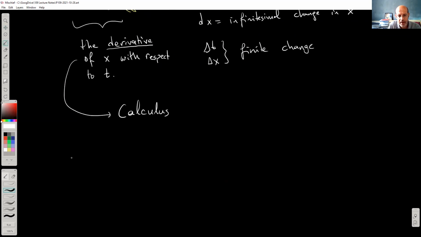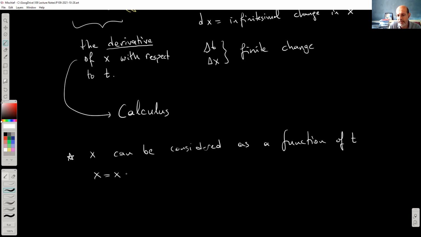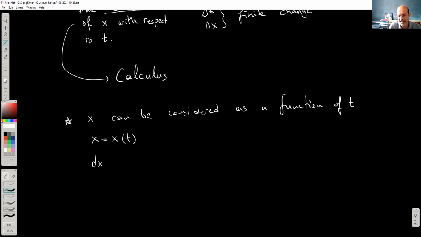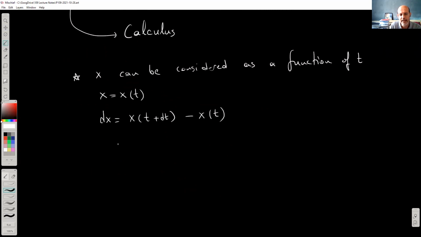So again, you can think of it like this. So x can be considered as a function of t. In calculus, we actually do this. We sometimes write an explicit function, and this is also what we are going to do in here. So I'm just going to show it like that. As a result, dx is basically the value of x evaluated at t plus dt minus the value of x at time t. You can also think of it like this. And dt is basically the difference between these two.